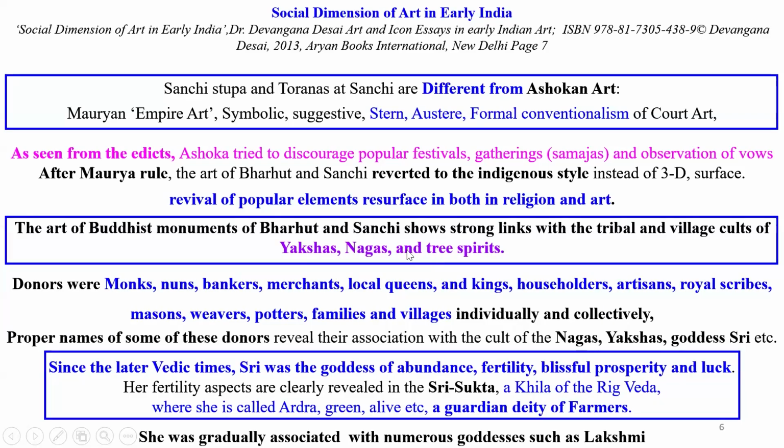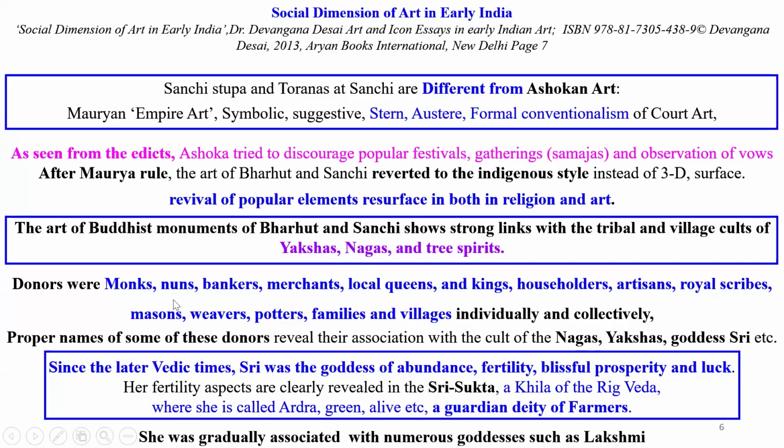It surfaced again both in the religion and also in the art. Incidentally, they show a strong link to the tribal and village cults. This is reflected in the sculptures, but also in the names, because Sanchi has more than 630 inscriptions. By inscriptions, I don't mean huge, long inscriptions. There will be small ones, like so-and-so was here, or just the names. The names in those days reflect whether they were following the cults of nagas or yakshas or tree spirits.